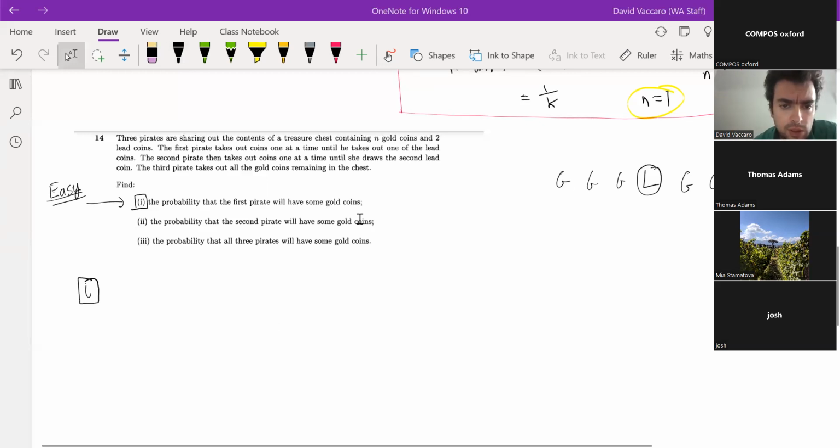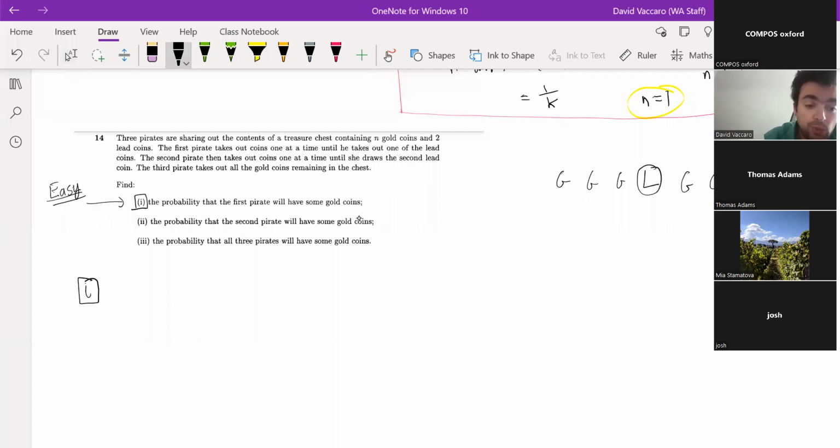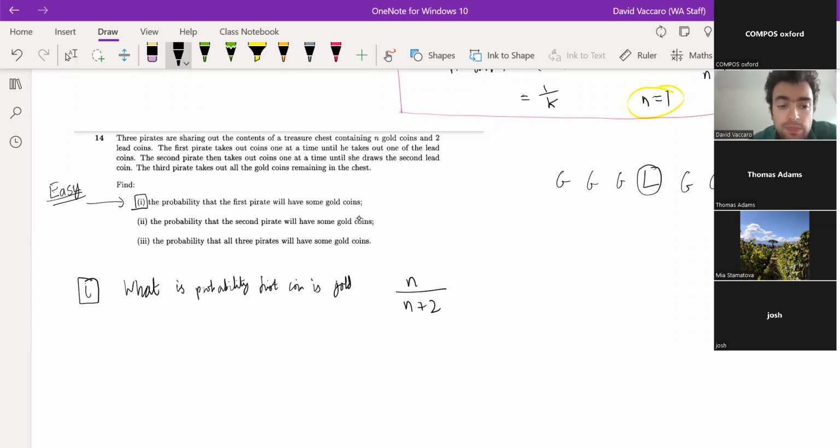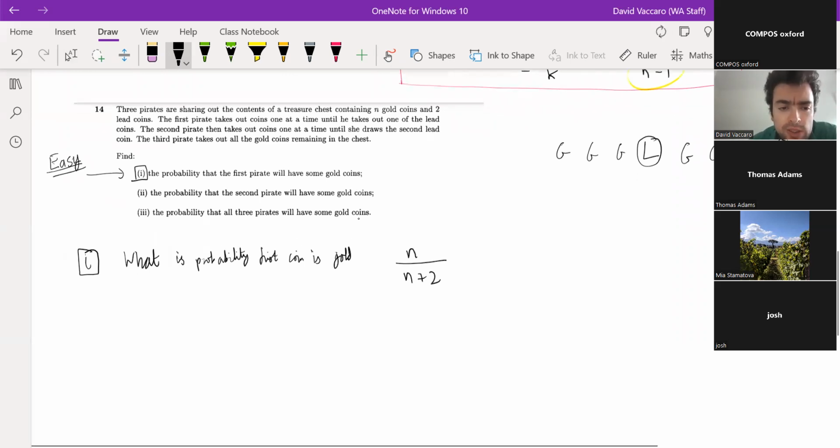Okay, so for the probability that the first pirate gets some gold, it's just a complicated way of saying what's the probability that the first coin is gold. And that's obviously n gold coins out of n plus 2 coins.